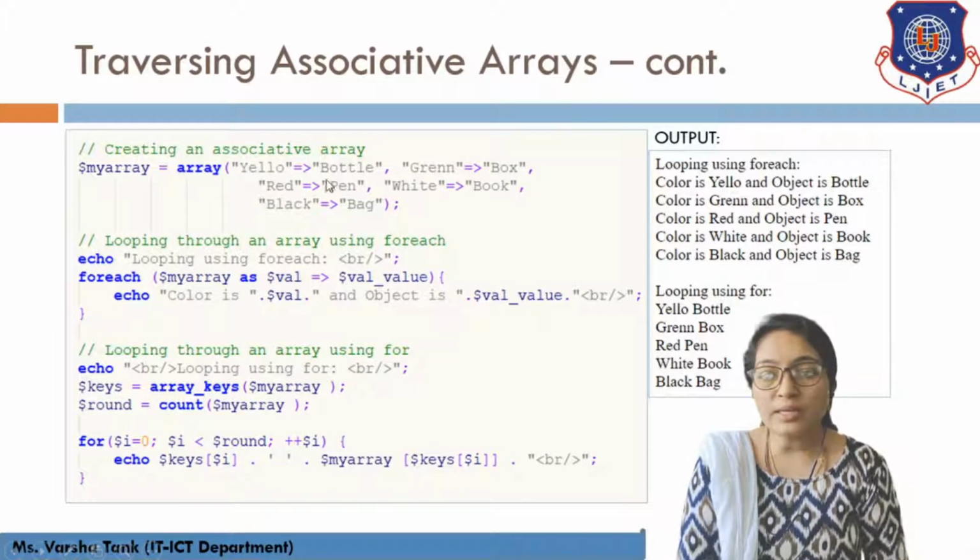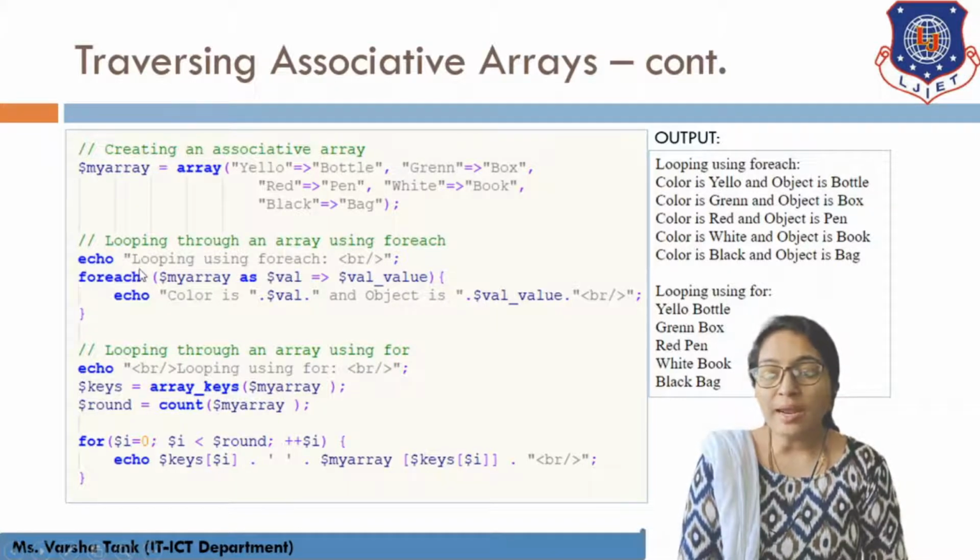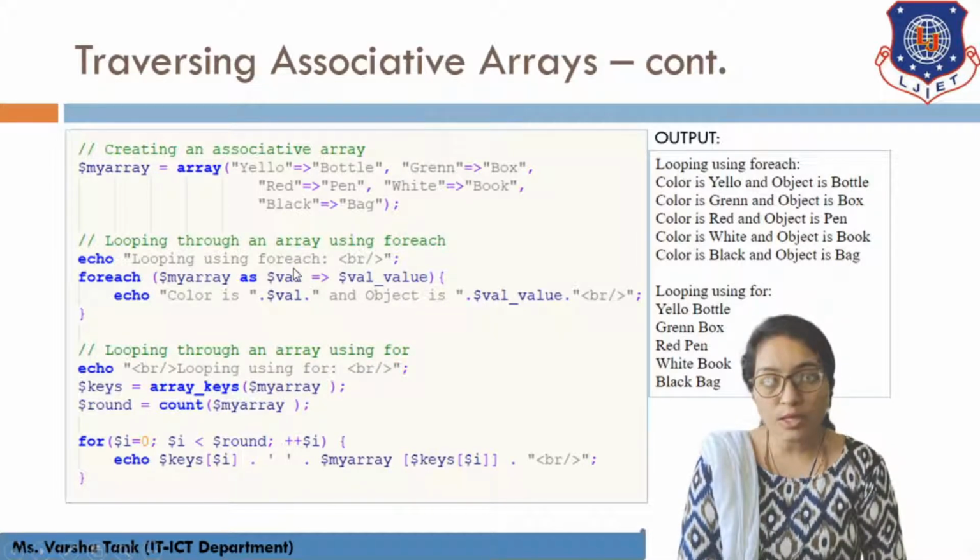Here we have taken the example of colors, with color as a key and an object as a value. So yellow bottle is there, green box is there, red pen is there, white book is there and black bag is there. So all the colors are keys, and bottle, box, pen, book and bag are the objects. Now let's see looping using the foreach loop.